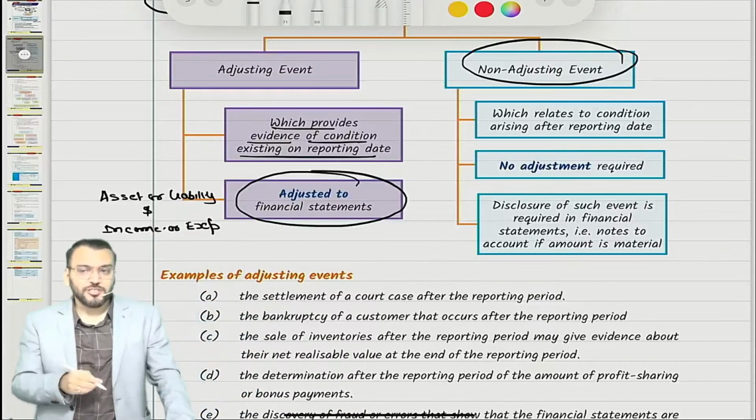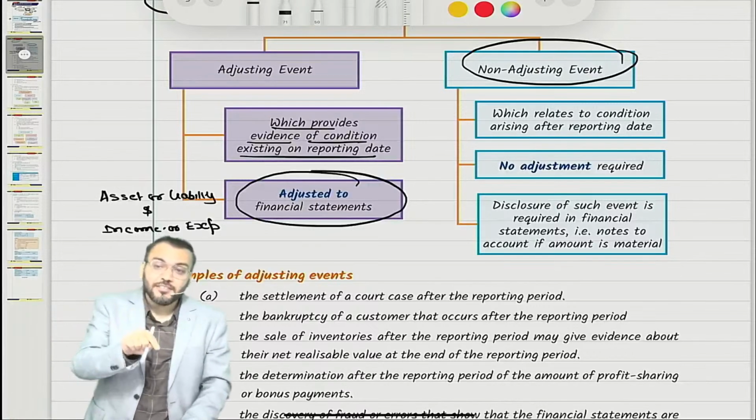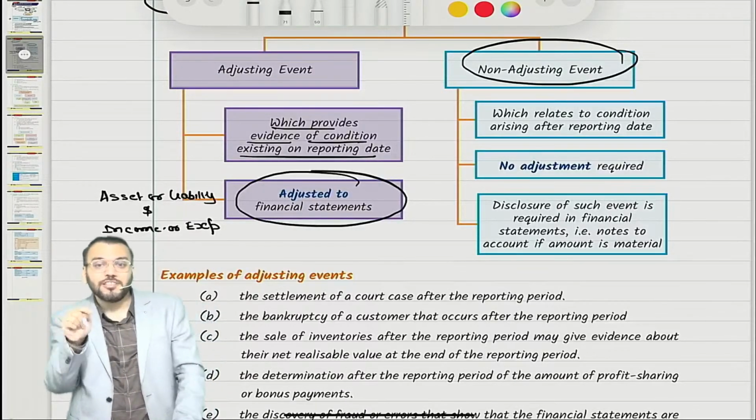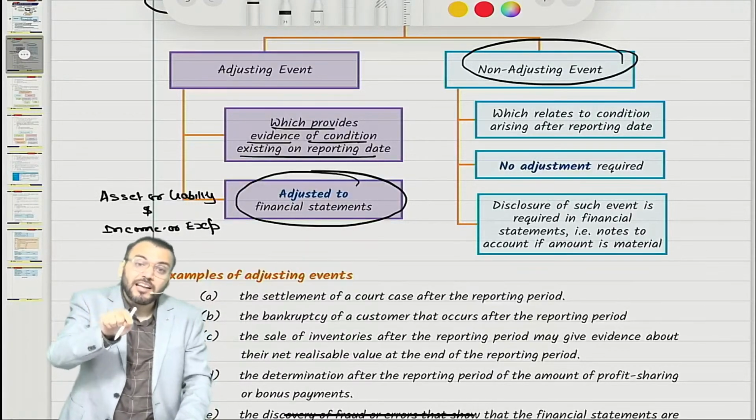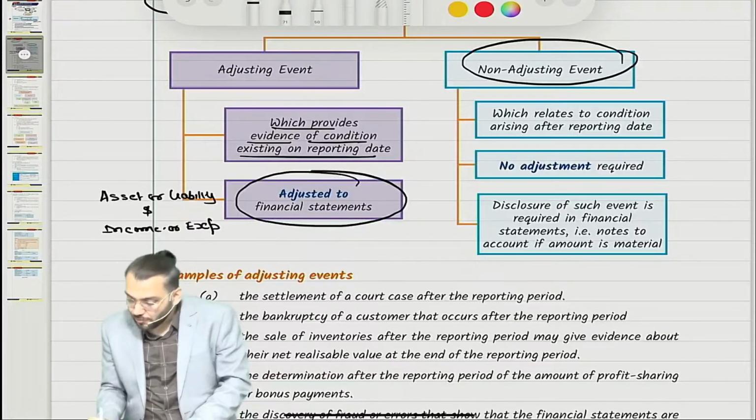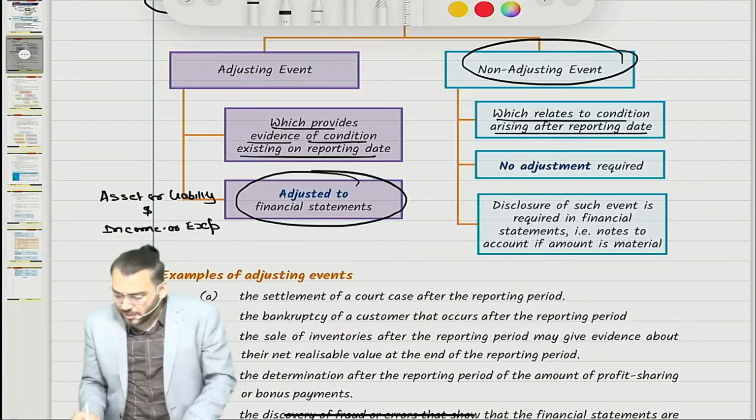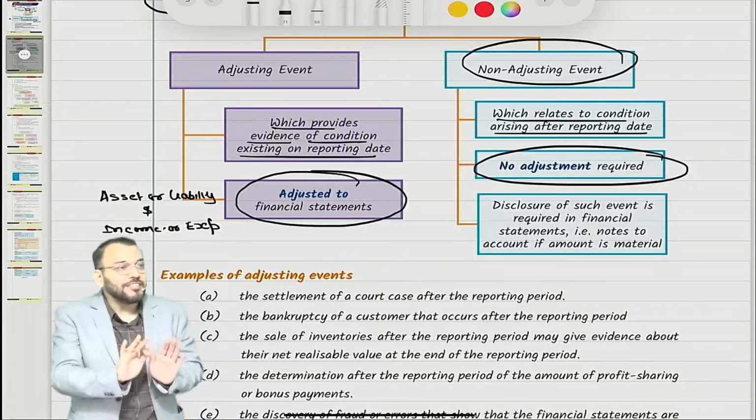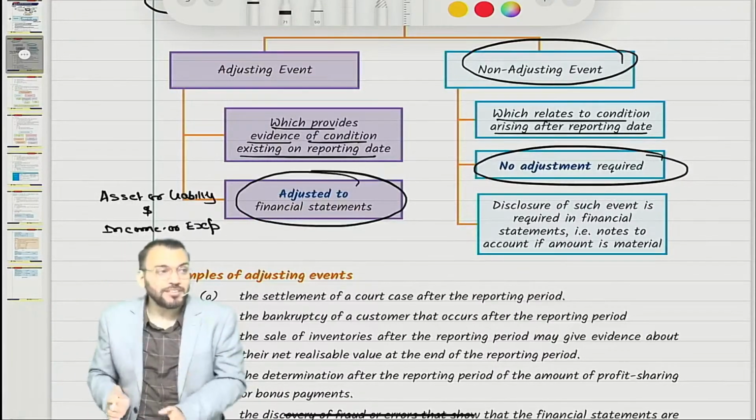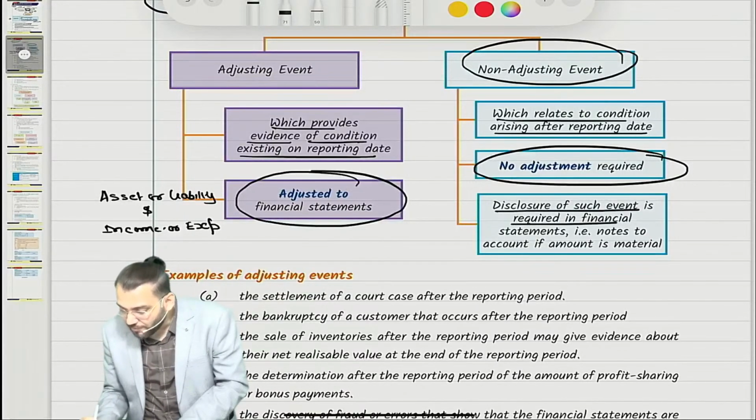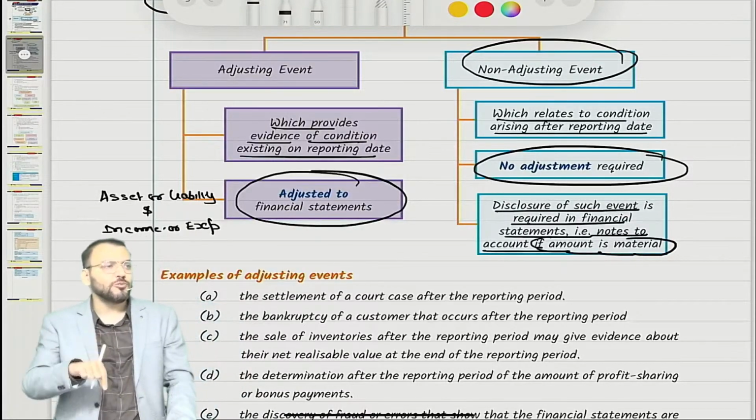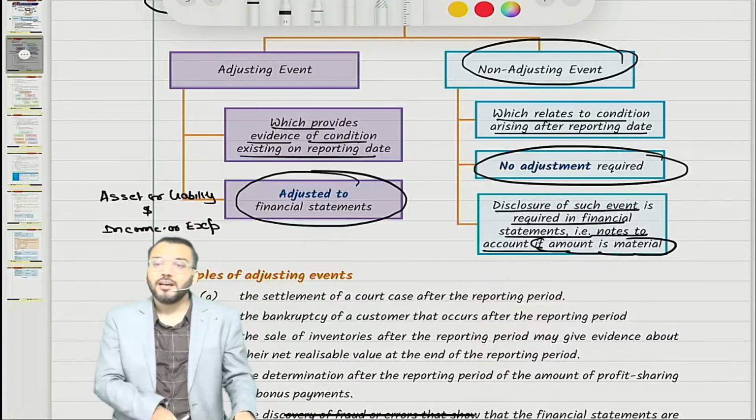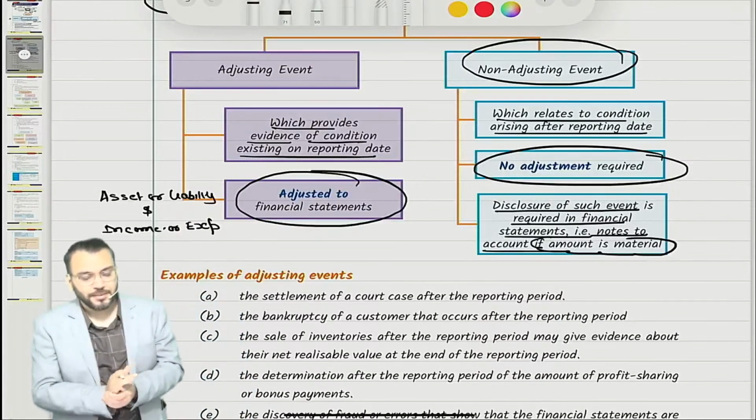The balance events will be non-adjusting events. So non-adjusting events are those events which relate to a condition arising after the reporting date. So they relate to a condition, but that condition will arise after the reporting date. Therefore, no adjustment is required, but disclosure is required in the financial statement, that is, in the notes to accounts, if the amount is material. However, as per AS 4, such disclosure was required where? In the report of the approving authority. One difference is there. Correct.